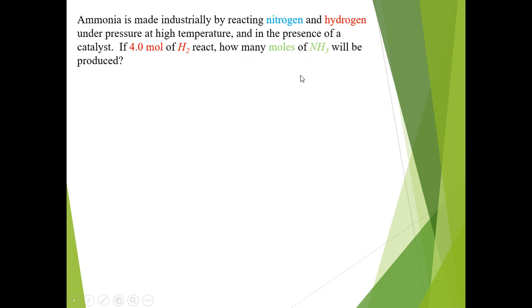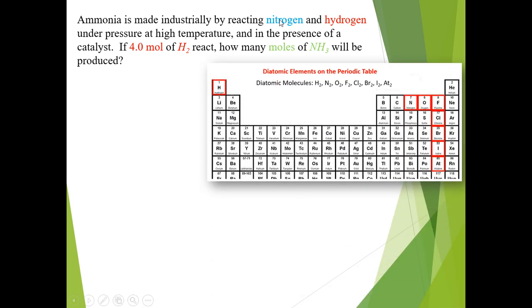So the first thing you always want to do is write out the reaction if one is not given for you, and then the second thing you want to do is make sure that reaction is balanced. Otherwise, you can't really do these problems correctly, because you need the mole-to-mole ratios in order to complete these tasks. Okay, so right away in the statement, I noticed nitrogen and hydrogen.